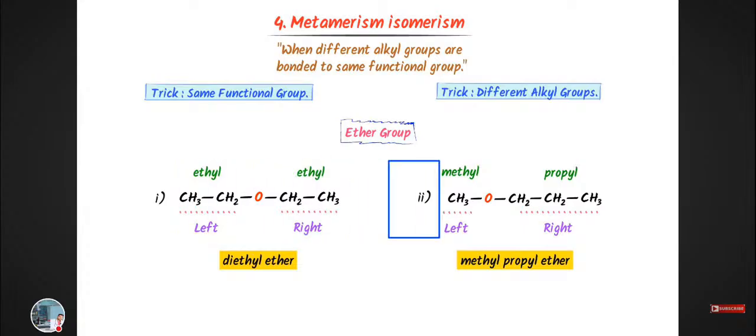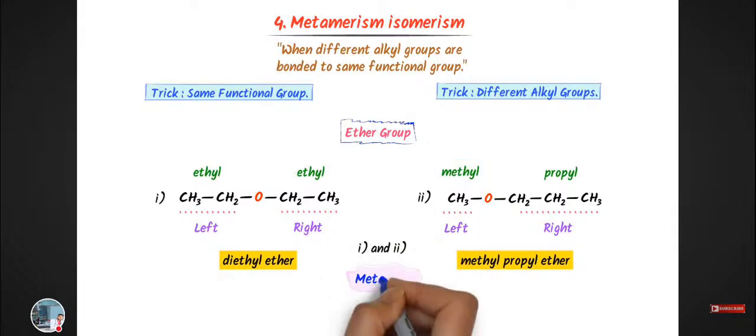Ethyl. While at the left side of this molecule, there is methyl. According to the condition, these molecules have same functional group, but different alkyl groups are attached to it. Thus we call them two metamers of each other or two isomers of each other.